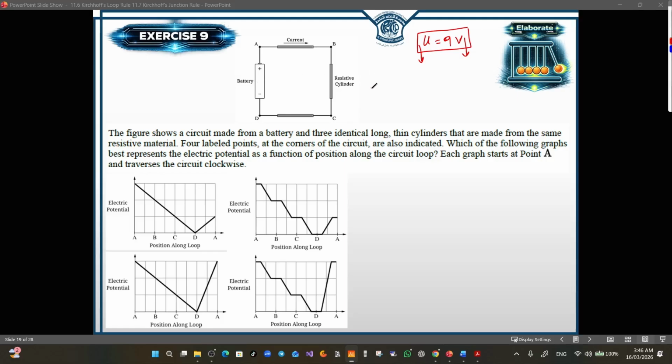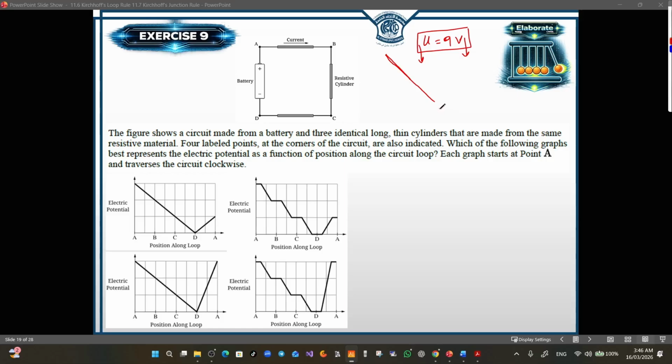So on the graph, from A to B, from B to C, and from C to D, we should see equal drops in the electric potential. And when I say drop, it means the line goes down. Since they are dropping equally, the line will be decreasing in a continuous way. So these are shown as a straight downward segment.